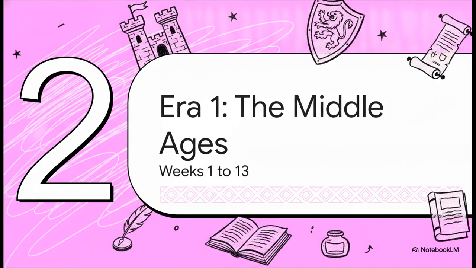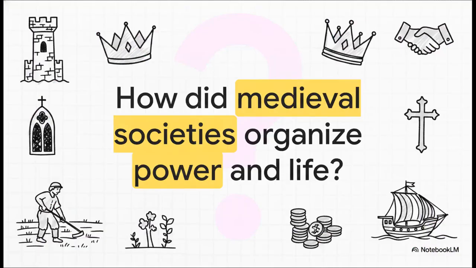Section 2, Era 1, the Middle Ages. How did medieval societies organize power, belief, trade, and daily life? This is your main guiding question as a historical detective. You're not just memorizing kings and queens, you're actually investigating how everyday people survived, what they believed, and how they connected with each other.